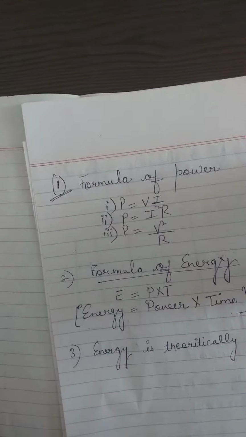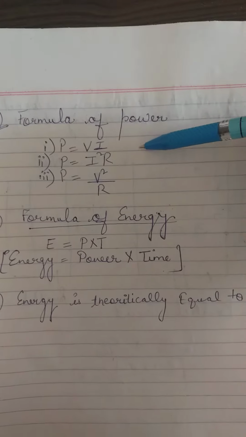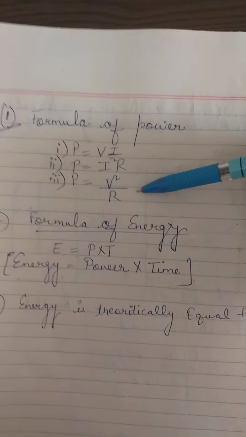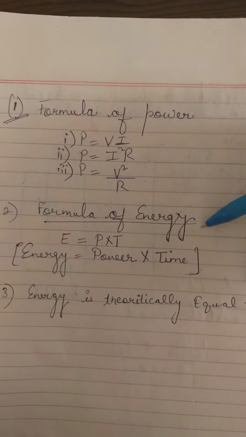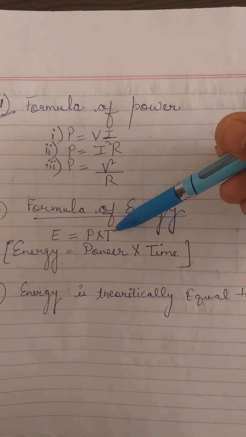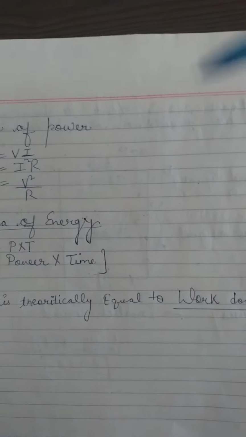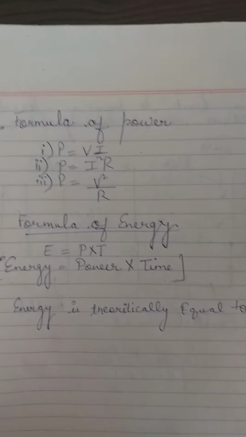So note this numerical. P is equal to VI. Power is I square R. Power is equal to V square upon R. The formula of energy is E is equal to power multiplied by time, and energy is theoretically equal to work done, which is equal to the heat energy produced through the circuit.